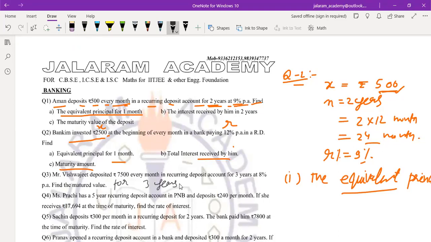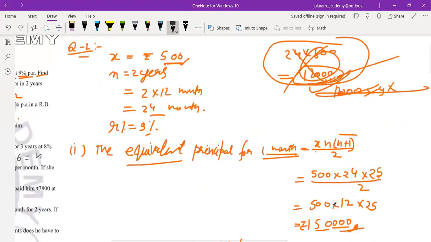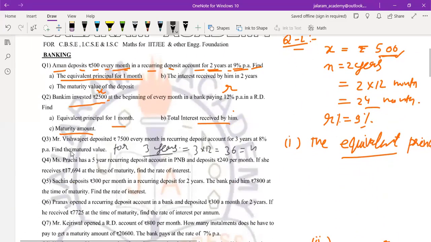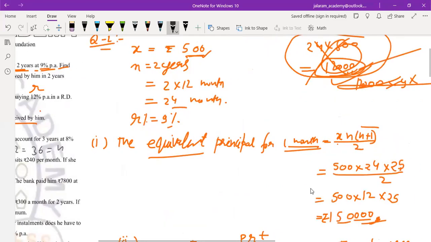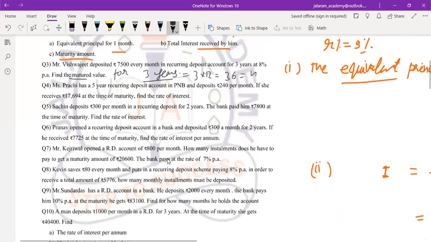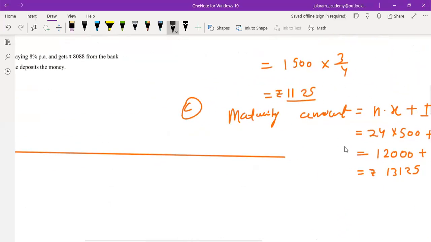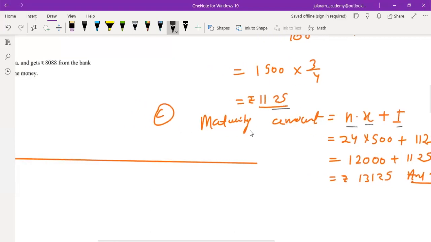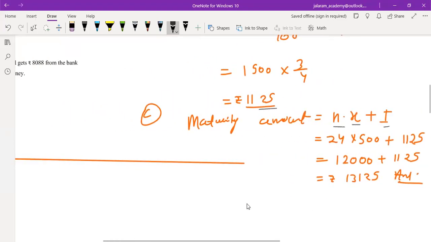For 3 years only. So n equals 3 into 12, which is 36. This will be the value of n. Now use it in the formula of the equivalent principal for 1 month. First find the equivalent principal for 1 month and then find the interest using this equivalent principal and the formula PRT by 100. And then finally find the maturity amount by adding the total sum deposited, which is number of terms into the sum deposited, plus the interest you obtained.